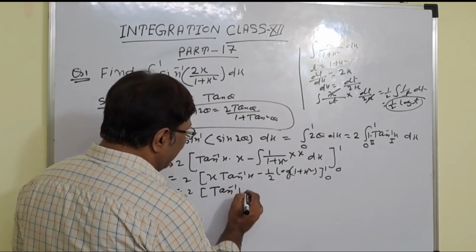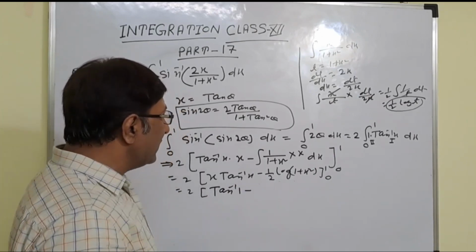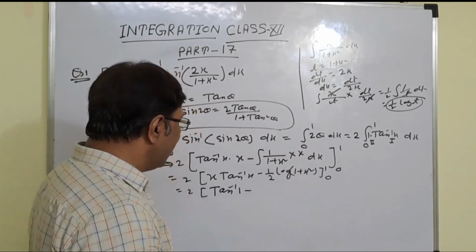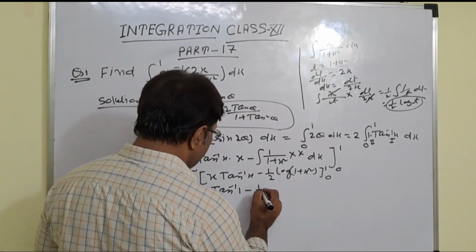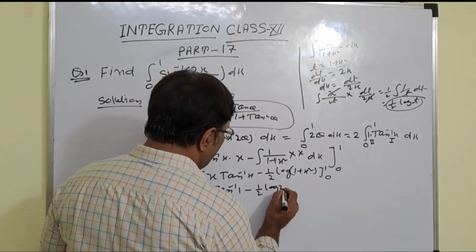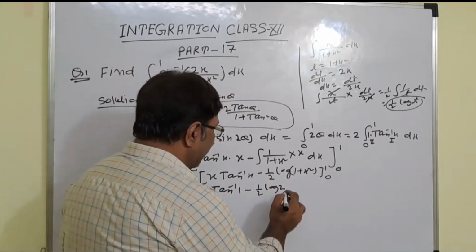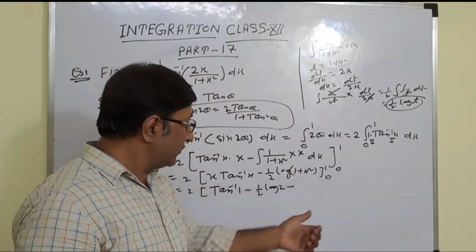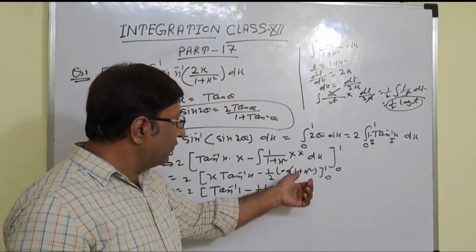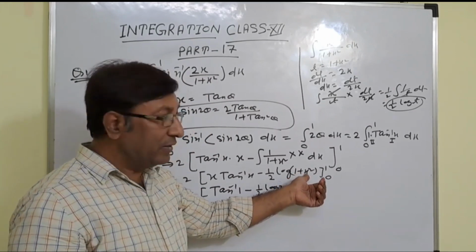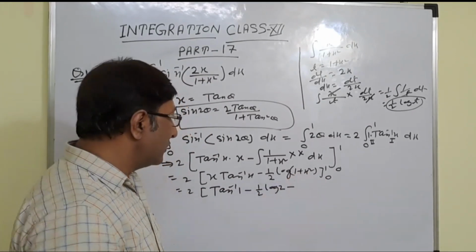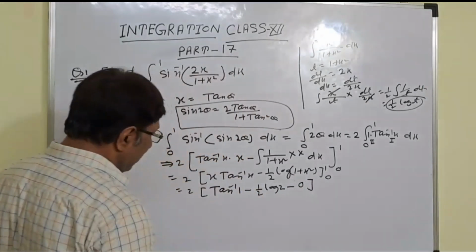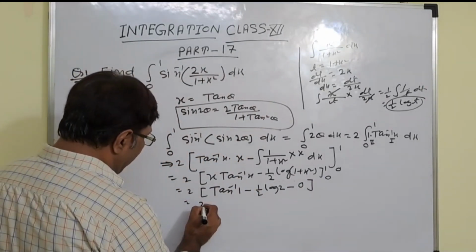So this is tan inverse 1 minus. Again you see here, 1 plus 1 is what? 2. So we will get minus half log 2. Now minus, when we put the lower limit 0, this will be 0. And here 1 plus 0 is 1, so log 1 is also 0. So we can write directly here that is 0.